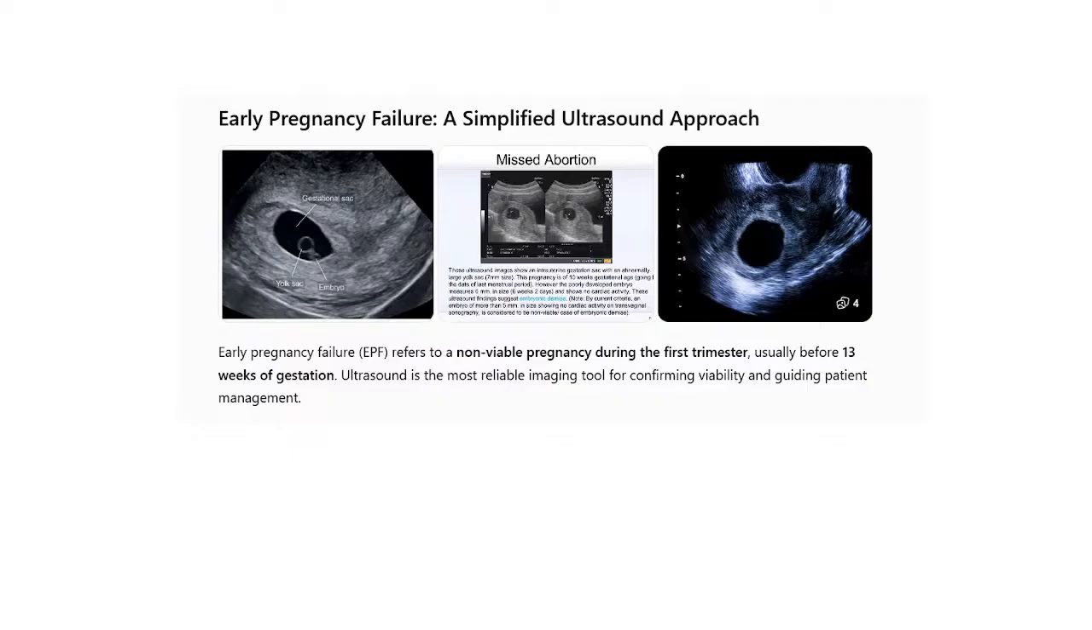Early stage pregnancy failure refers to a non-viable pregnancy during the first trimester. It usually occurs before the 13th week of gestation. Ultrasound is the most reliable imaging tool for confirming viability and guiding patient management. So, ultrasound has a very huge role in determining pregnancy failure and also identifying some of the early risks of pregnancy failure that you can identify.